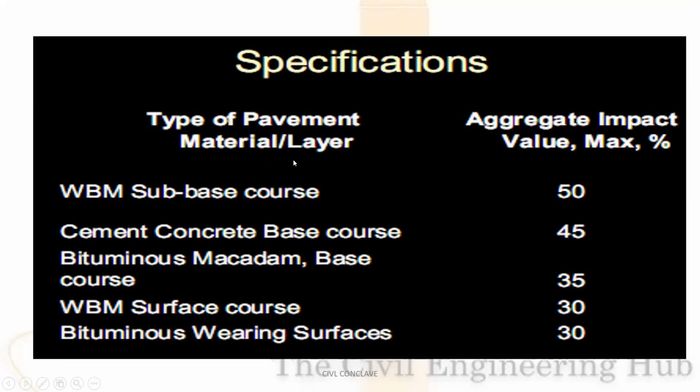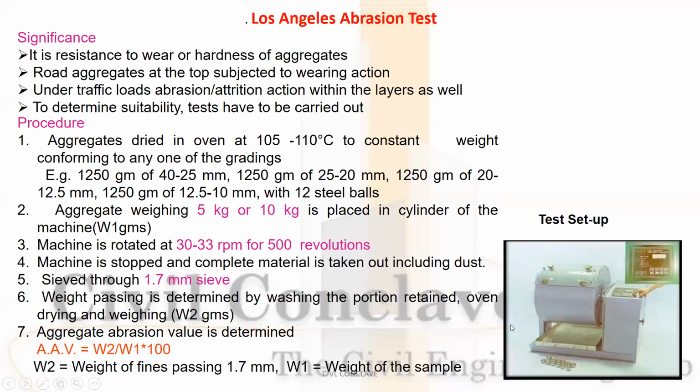Specification for pavement: for WBM sub-base course, aggregate impact value should be a maximum of 50%. Cement concrete base course should be 45%. Bituminous macadam base course should be 35. WBM surface course is 30. Bituminous wearing surface should be 30.